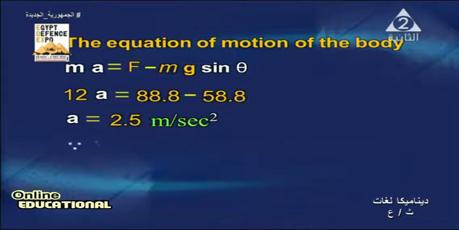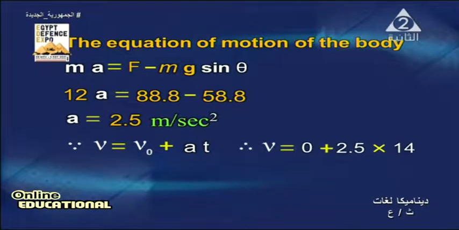Now v equals v naught plus at, the velocity after 14 seconds. v naught, the initial velocity, equals 0 because the body is placed on a smooth plane. Then the initial velocity equals 0. Then the velocity v equals 35 meters per second.